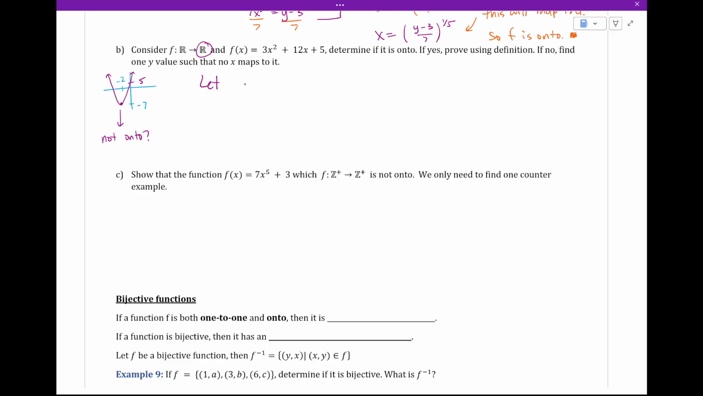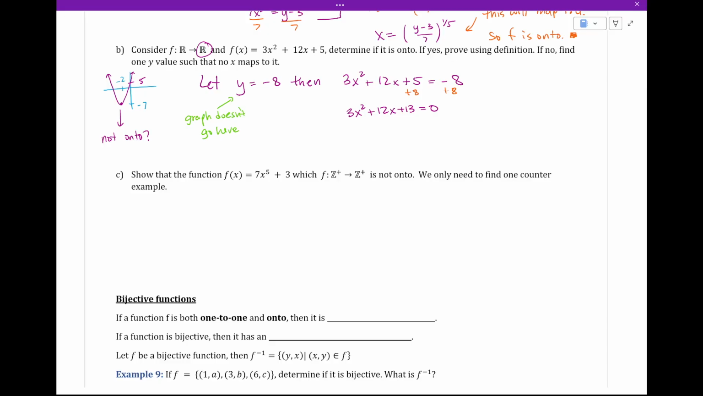Let's let y be -8. And I'm picking that because the graph doesn't go here. I will refrain from making a Mean Girls reference. But y is equal to -8. Then 3x squared plus 12x plus 5 is equal to -8. So I'm seeing what value of x will give me a y value of -8. And I'm going to show that there isn't one. So let's do that. I'm going to add 8 to both sides. 3x squared plus 12x plus 13 equals 0.